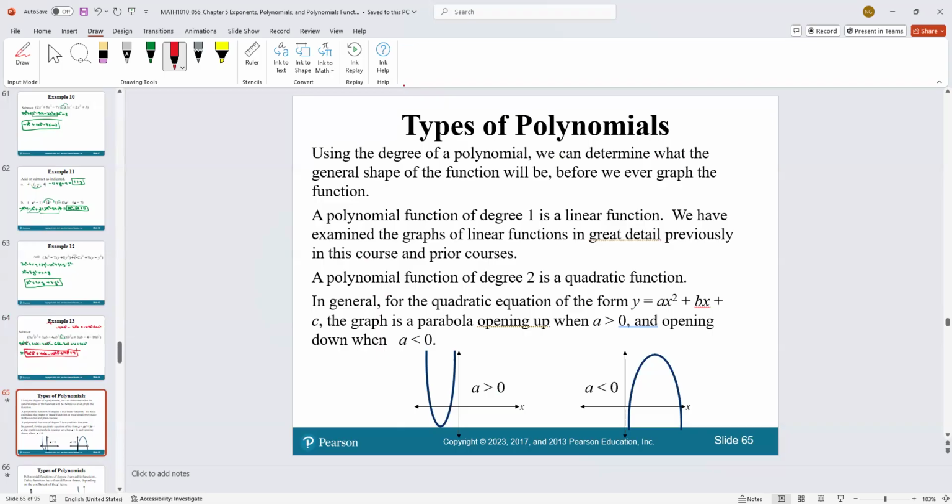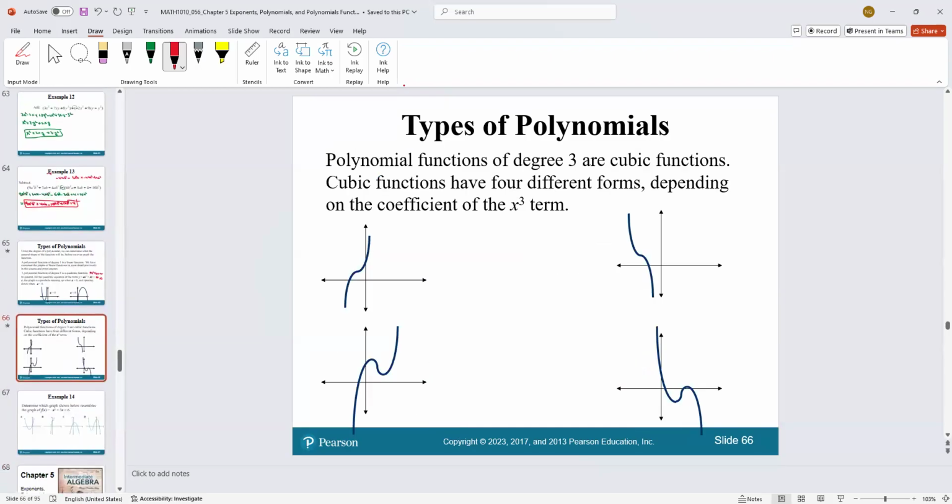A polynomial function of degree 2 is a quadratic function. Anytime you have power 2, it's a quadratic function, and the shape for a quadratic function is a U shape that we call a parabola. For quadratic functions in the form ax squared plus bx plus c, we either have a graph that opens up or a graph that opens down. It all depends on the coefficient of x squared, which is a. If a is positive, it opens up. If a is negative, it opens down.